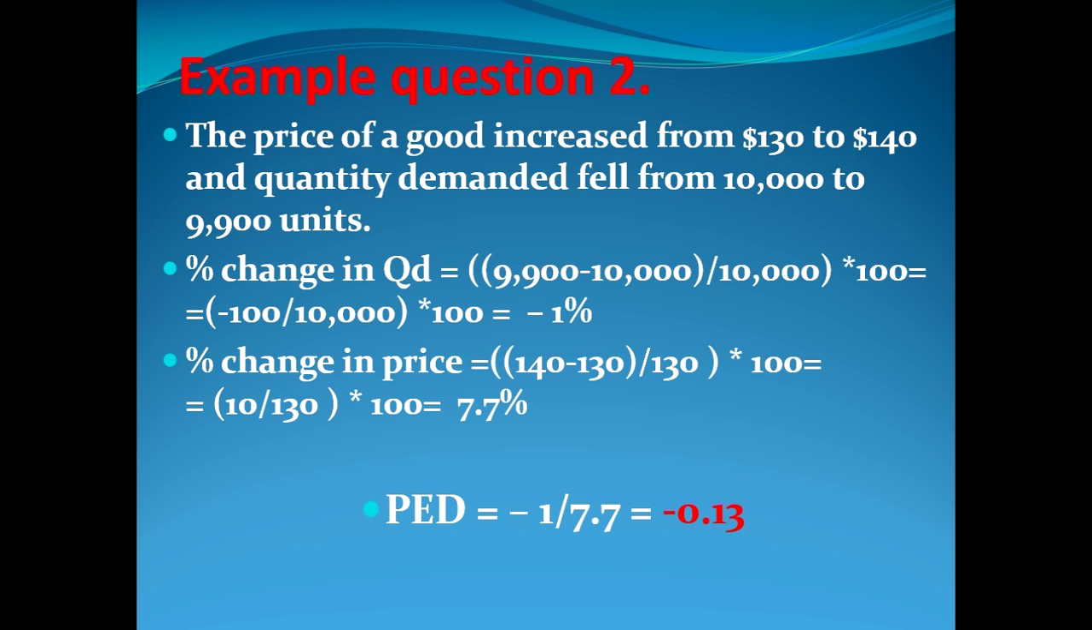Having these numbers, we can calculate the value of PED. Minus 1 over 7.7, and the final result is minus 0.13. So, what is the value of this PED, and how should we interpret it, and what do these numbers mean? Let's try to understand the values for price elasticity of demand.